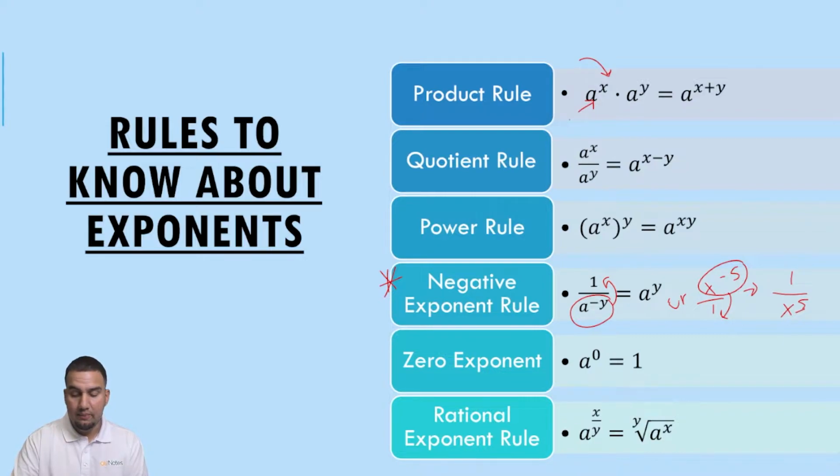Now, lastly, you're going to have the rational exponent rule. The rational exponent rule is whenever you see that your base is raised to a fraction. Whenever your base is raised to a fraction, what I want you to do first is be able to rewrite this in the proper way. How do you do this?